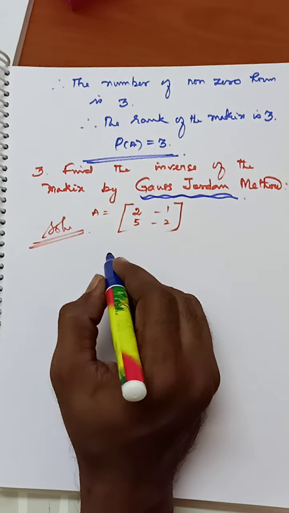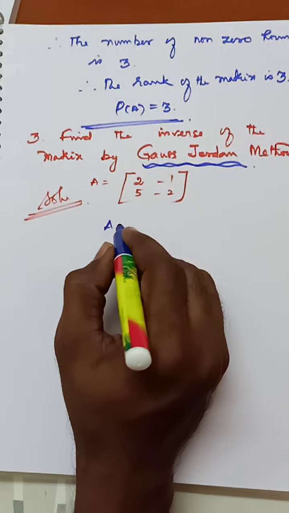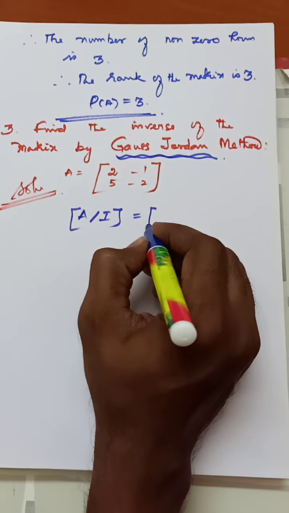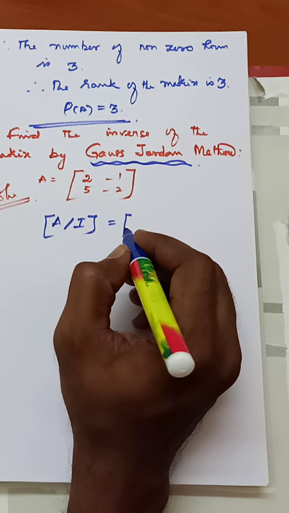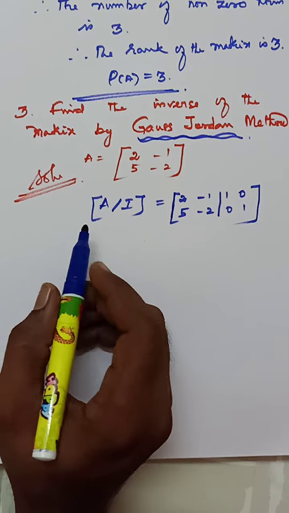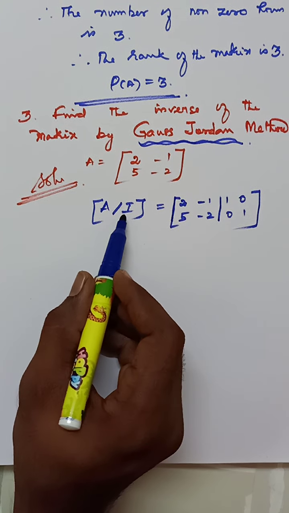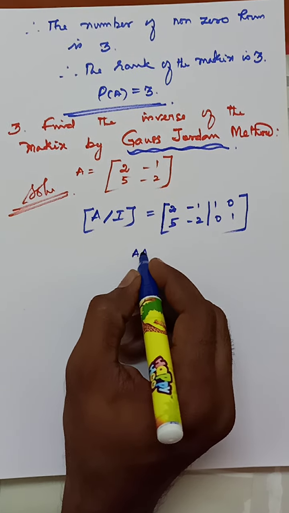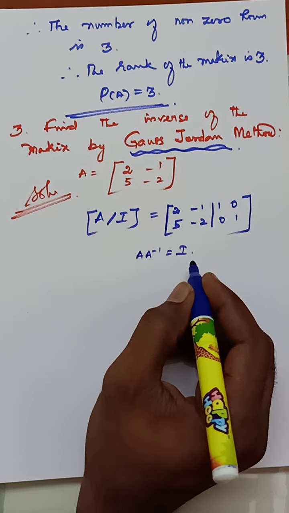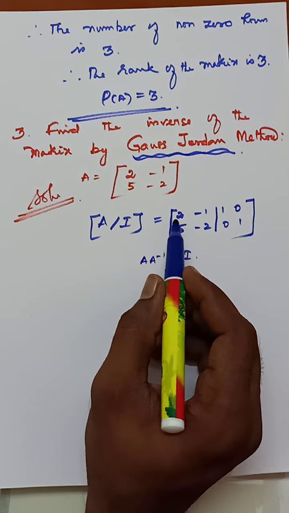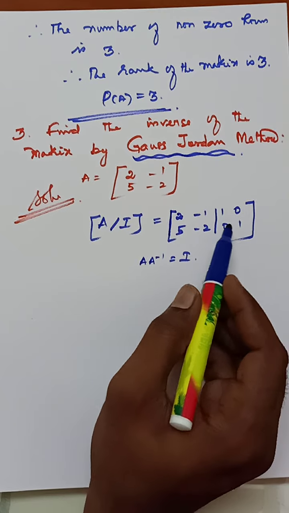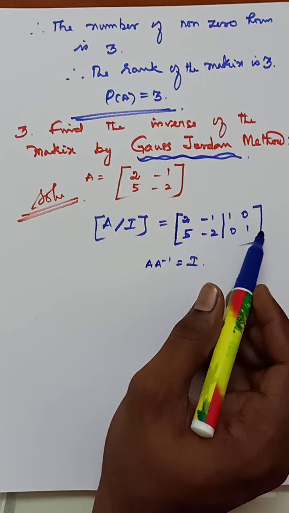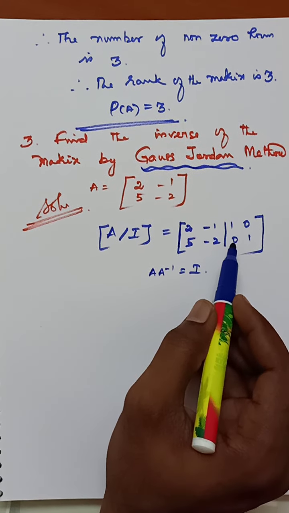So what is your Gauss-Jordan method? You have to write the matrix and the identity matrix together, like matrix and identity matrix. You know A inverse is equal to I. It is clear. So we are changing this matrix into this form. When you change this into this format, the second part will be your inverse. This part will be your inverse.